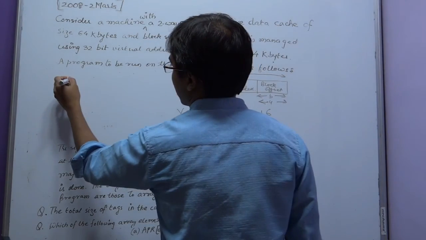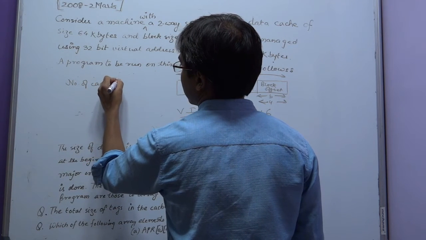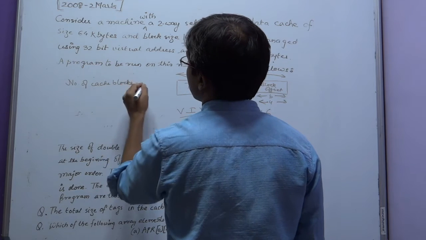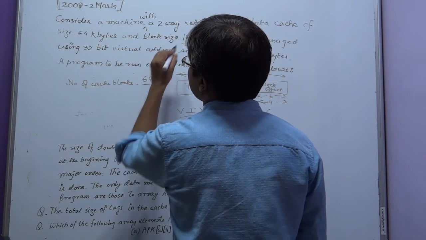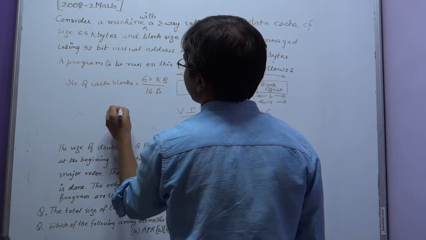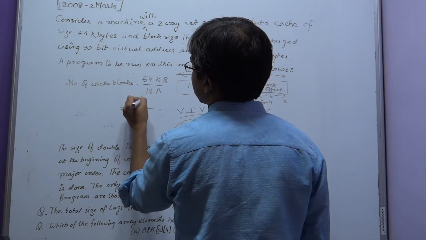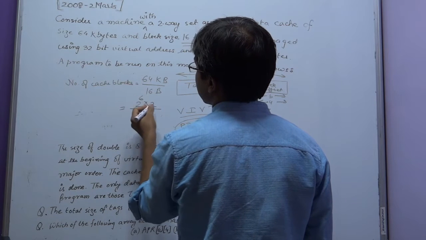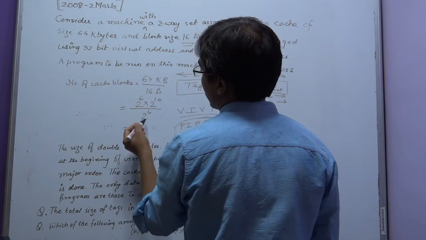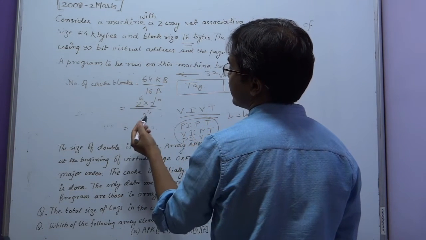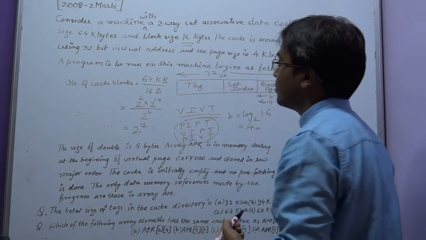So now this number of cache blocks is equal to size of the cache, that is 64 kilobytes, divided by block size, that is 16 bytes. 64 kilobytes can be represented in power of 2 as 2 to the power 6 into 2 to the power 10, since 2 to the power 6 is 64 and kilo is 2 to the power 10, and 16 is 2 to the power 4. So in the numerator we have 2 to the power 16 divided by 2 to the power 4, that is 2 to the power 12. So these many cache blocks are there in the cache.